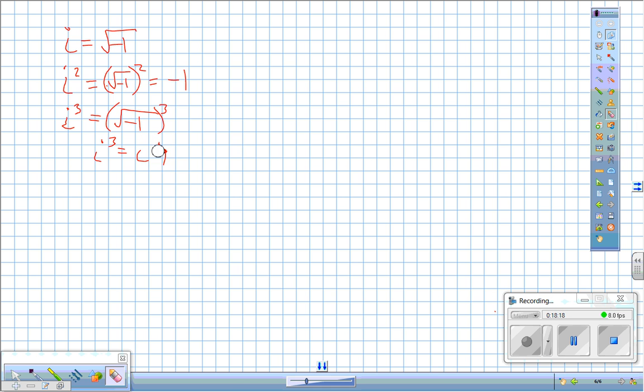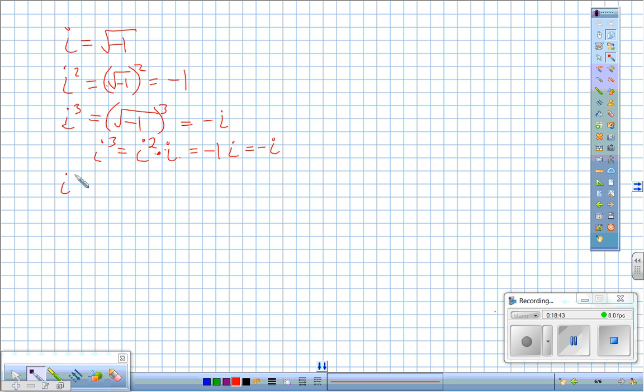So let's go back and fix this. I cubed is really the same thing as I squared times I, because my exponents add up to 3, so I don't really write the 1 ever though. I squared we already know is negative 1. Negative 1 times I just gets us negative I. So I cubed equals negative I.